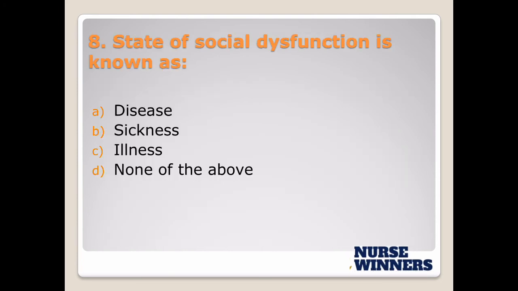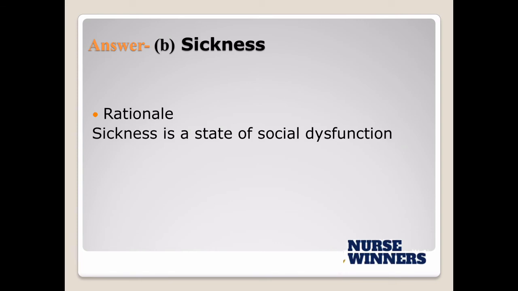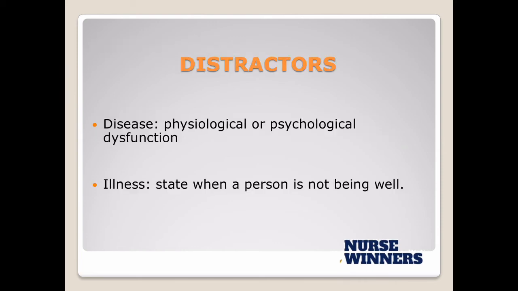Eighth question. State of social dysfunction is known as. Options: A. Disease, B. Sickness, C. Illness, D. None of the above. The right answer is option B. Sickness. Rationale. Sickness is a state of social dysfunction. Distractors. Disease is physiological or psychological dysfunction. Illness is a state when a person is not being well.